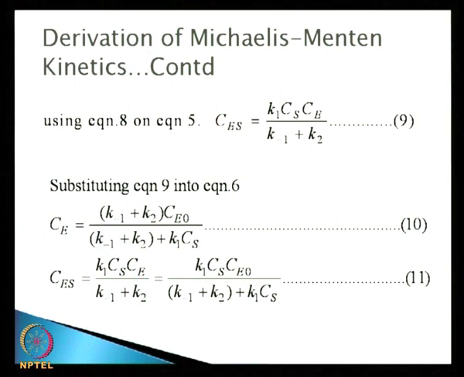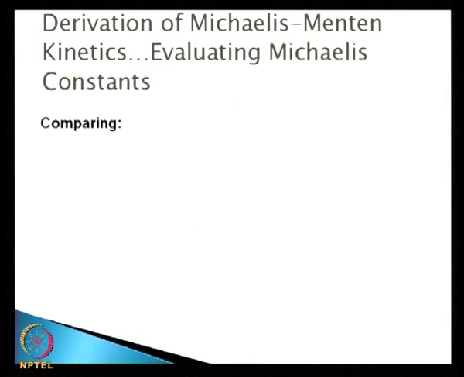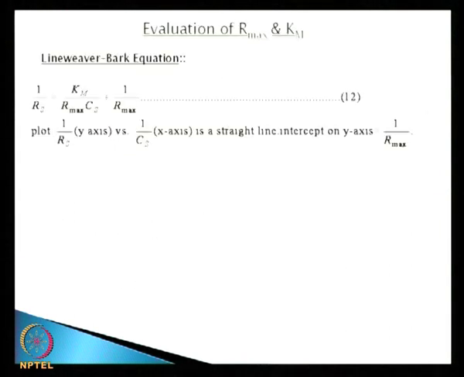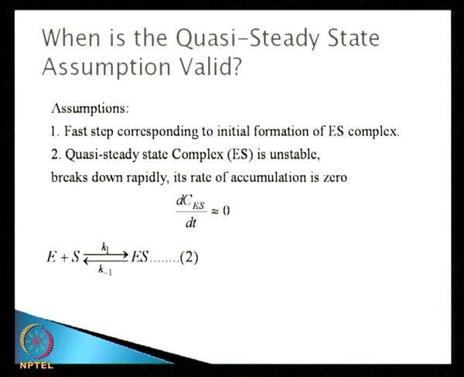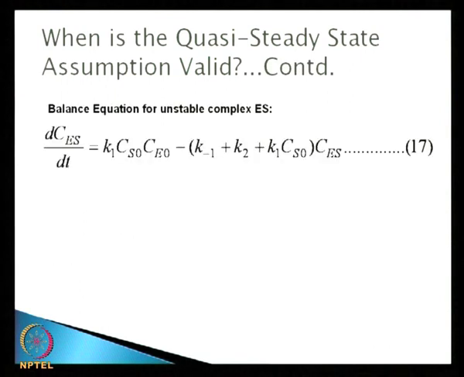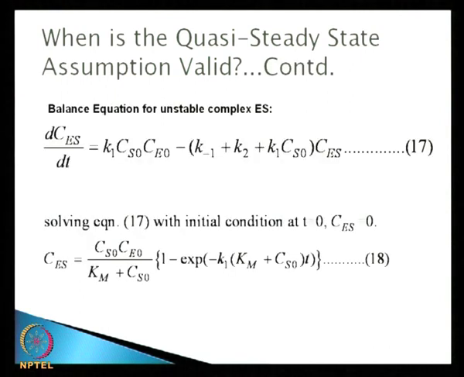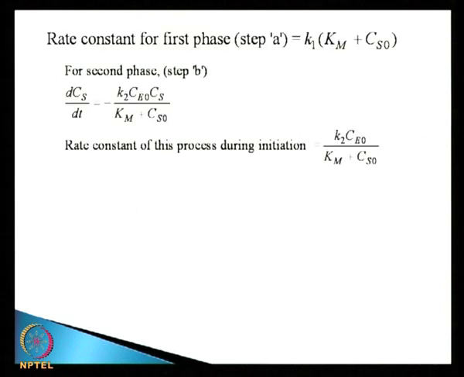Now you know CS. Put the value of CS. Is it clear? K2 into CS, and all you have to do is put the value of CS over here. So the rate constant for that turns out to be something like this. And for the second phase, K2 into this part.